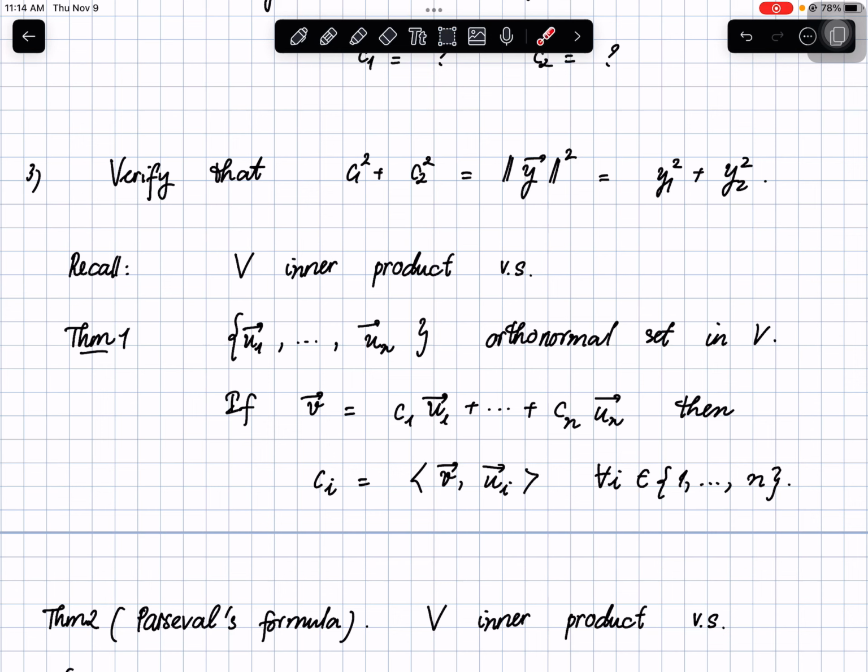Recall we have this theorem. V is an inner product vector space, so a vector space that is equipped with an inner product. We have an orthonormal set of vectors in V, U1 to Un. We have a vector V that is a linear combination of U1 to Un. And we will prove that the coefficient Ci will be the inner product of V with Ui.